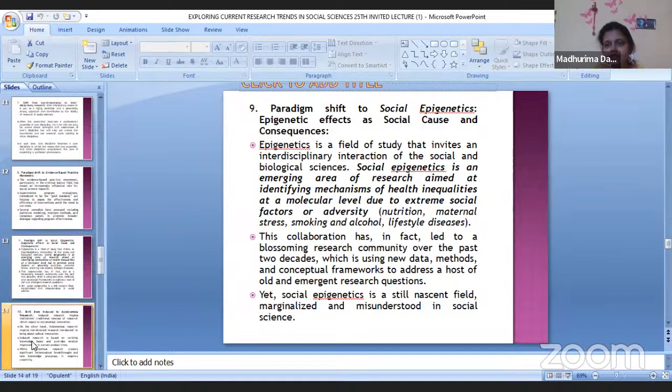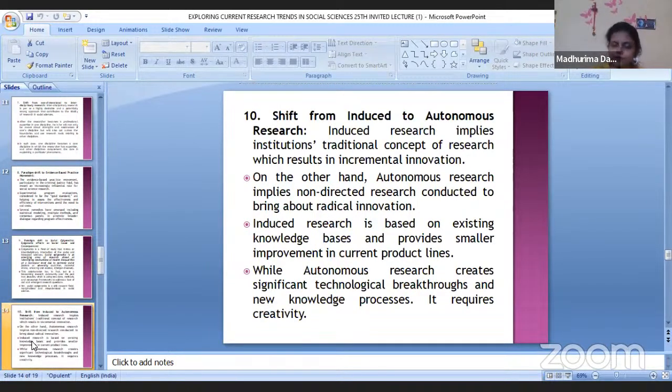And finally comes the shift from induced to autonomous research. Now, what is this induced research? Induced research means there is focus on incremental innovation. That means innovation will be based on certain increments, whereas autonomous research brings about radical innovation, sudden, spontaneous innovation. While induced research was based on existing knowledge processes and provides small improvement, like there will be improvement, but gradually, eventually, slowly. But autonomous research means there is major technological breakthrough.